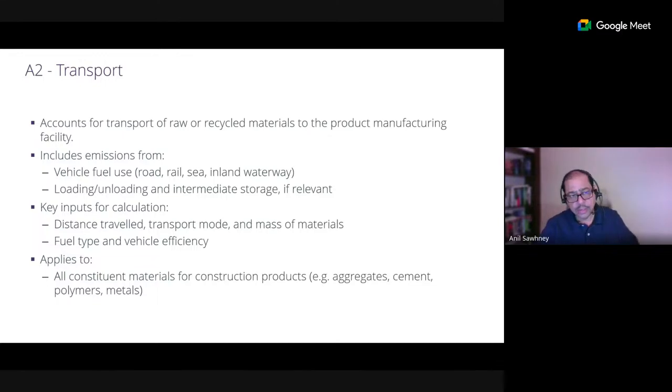This A2 transport is sometimes also called internal transport or production related transport, versus another transport module we're going to see which relates to bringing these products, materials, and components to the construction site. More on that later, but A2 transport covers all your transportation related emissions from the extraction site over to your manufacturing plant.